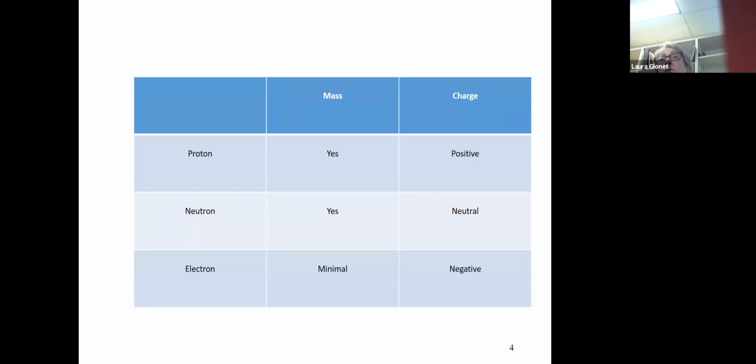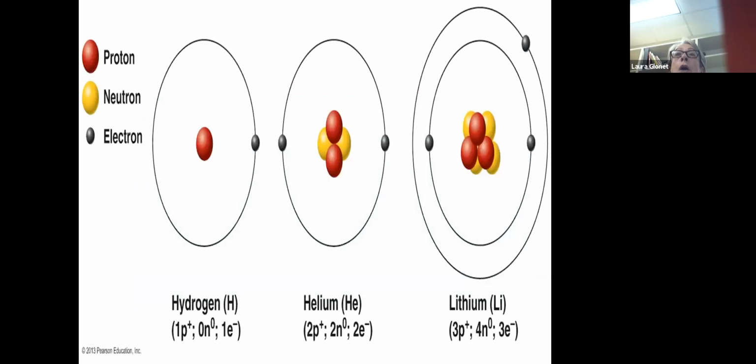So, some questions are just as easy as that. Which subatomic particle has no charge whatsoever? Which subatomic particles are found in the nucleus? Things like that. Okay, so here we're looking at the distribution, and where we find protons and electrons.